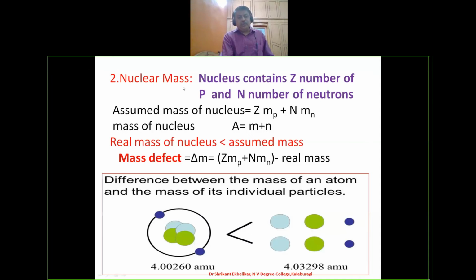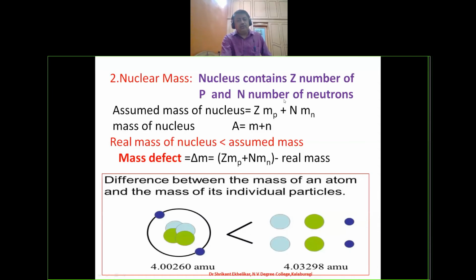So we are trying to understand what nuclear mass is. The assumed mass involves mp, the mass of a proton, and Z, the number of protons. So how many protons? 2, 3, 4 is Z, and mp is the mass of one proton. Similarly, N is how many neutrons are there, and mn is the mass of one neutron.